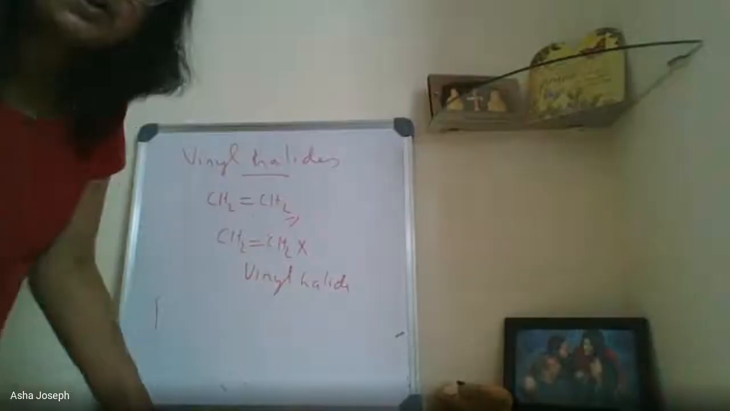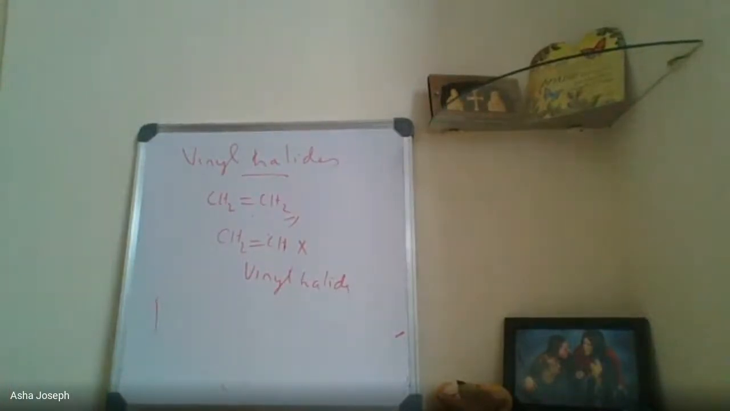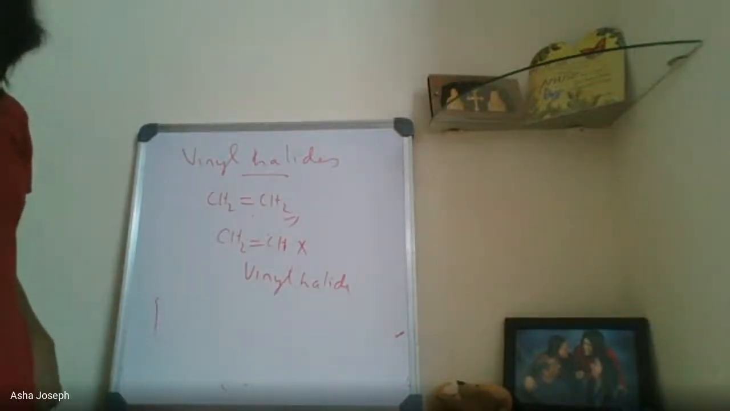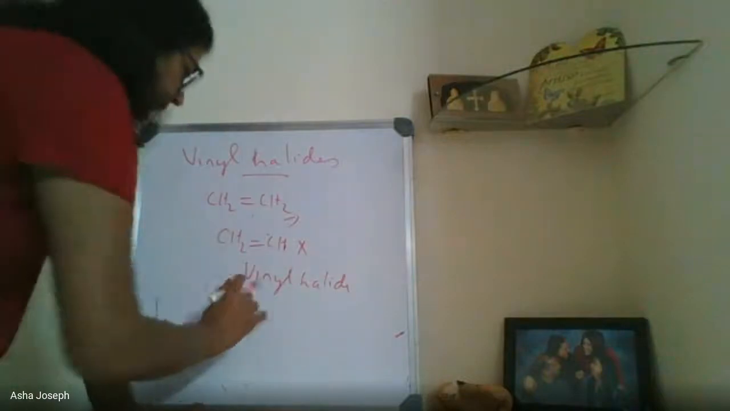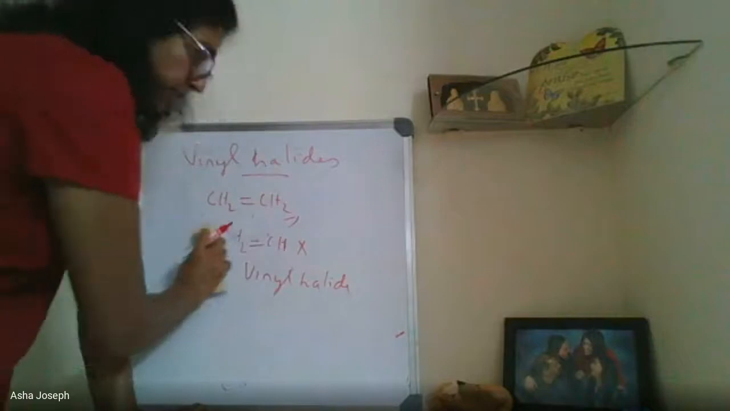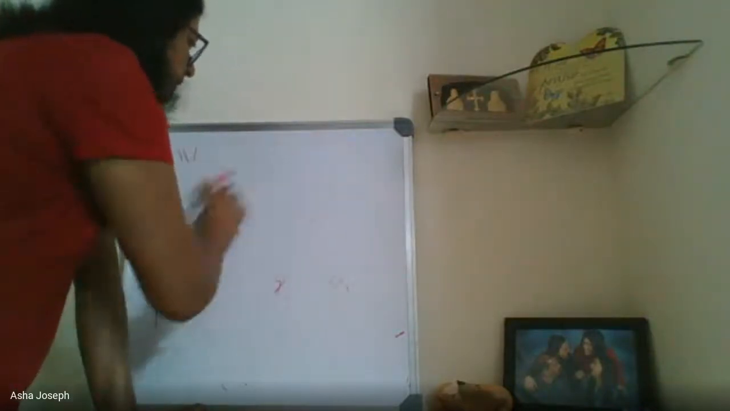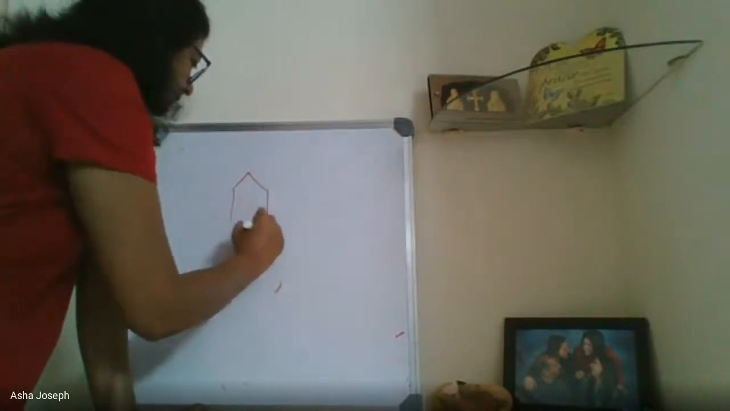Ma'am, CH2 double bond CH. That CH2 one hydrogen will be removed, right? Yes, one hydrogen should be removed. Okay? So this is vinyl. And they will ask you like, in the case of aromatic, this is clear? So we will take an aromatic compound. Similarly, aryl halides are also examples.